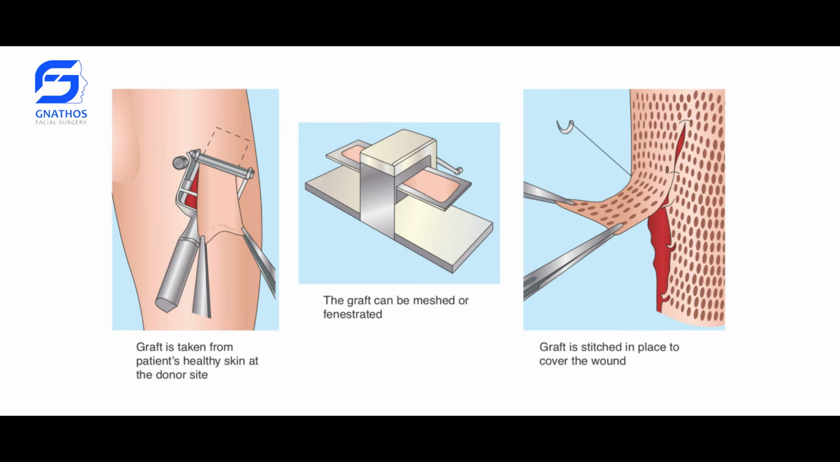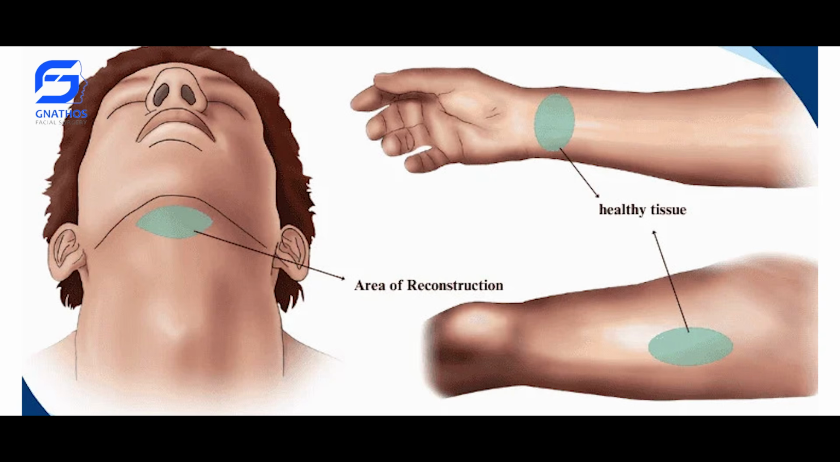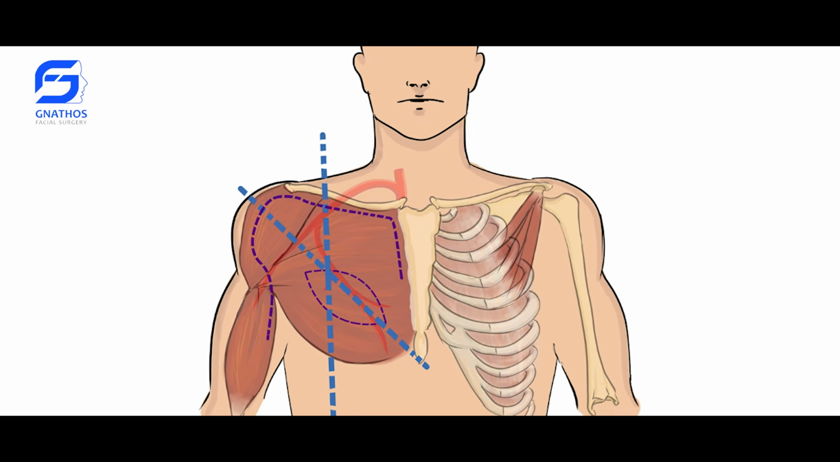For soft tissue reconstruction, if the defect is small, we can use simple skin grafts to cover the defect and reconstruct it. If the defect is sufficiently larger, we can use local tissue flaps, that is either from the neck or from the chest, to reconstruct the cheek or the tongue area.